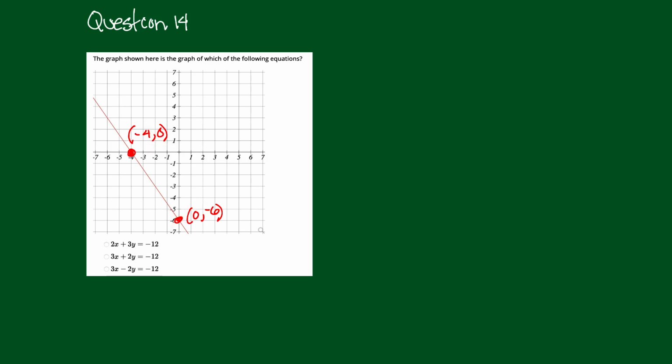And we're given this point here, which is vertical down, no horizontal, and down 6, right? We're given those 2 points. Now let's look at this first equation. 2x plus 3y equals negative 12.